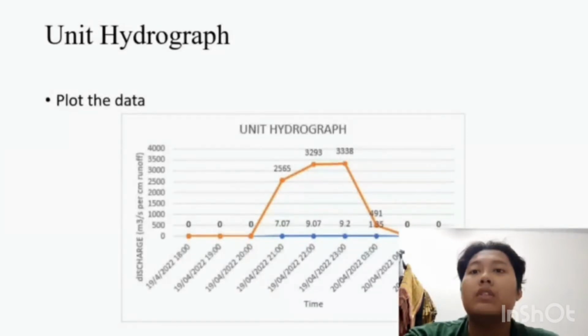So the line for the orange color is for the direct flow, and for the blue color is the UH ordinate. Alright, so this figure shows the unit hydrograph of the proposed catchment area. That's all from me, thank you.